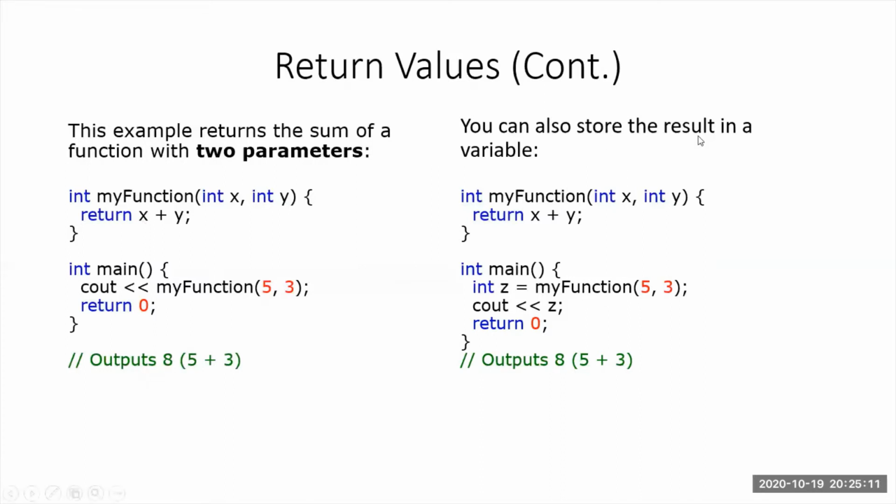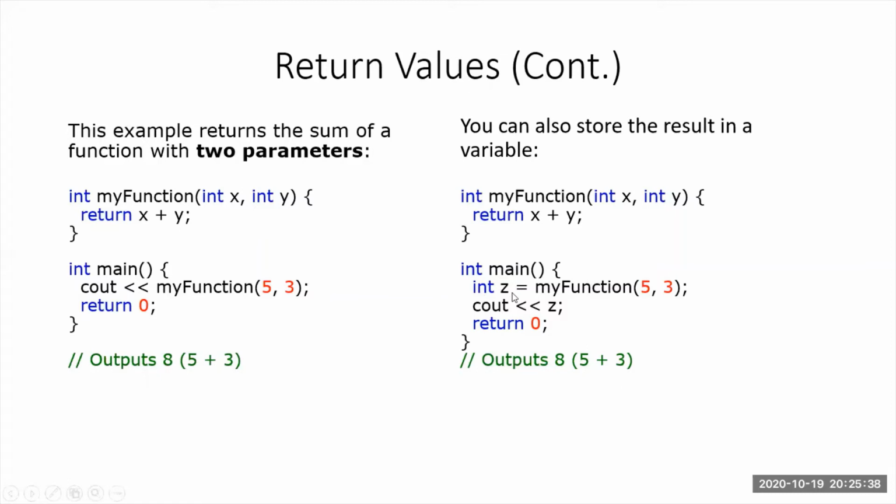Okay, you can also store the result in a variable. So you can actually assign the return of the function to a variable. In your previous programs, you probably would say int z equals 0 or int z equals 1, something like that, or int x equals 3 or whatever. You can do pretty much the same thing for functions. You can assign it the value of whatever is returned from the function.